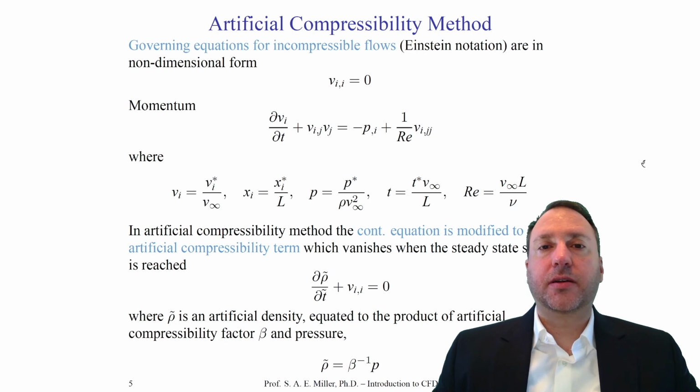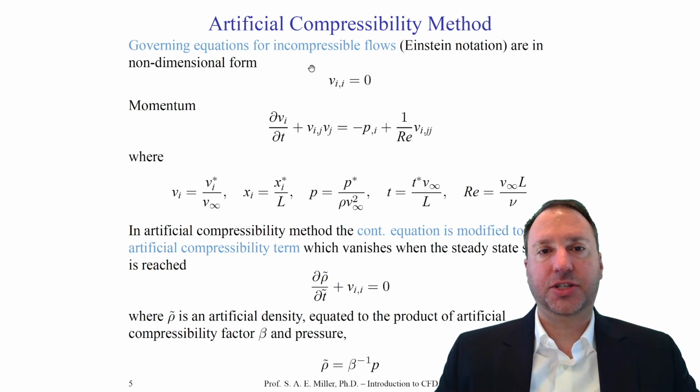Let's return to our incompressible governing equations. We've written these in index or Einstein notation and in non-dimensional form. We have continuity for steady flows, momentum, and here are the variables with their non-dimensionalization. Say V infinity, L is a length scale, and of course, nu sub infinity is the ambient viscosity.